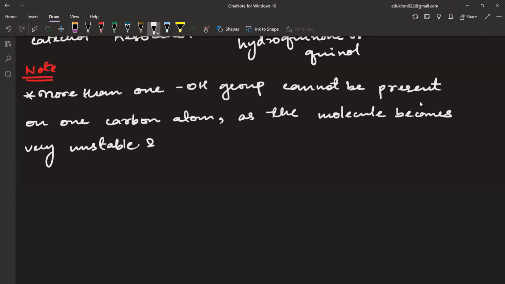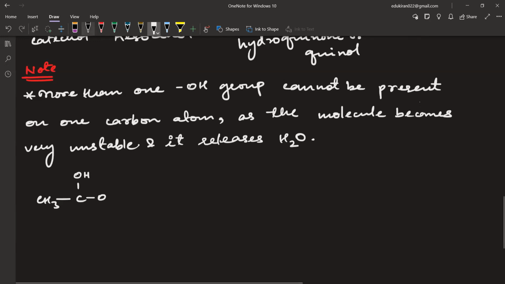Okay, and what happens? And it releases H2O. Okay, it releases H2O. So how it is going to happen? We have CH3. If you have a carbon atom with two OH groups, okay, so let me show the OH groups like this. If you have two OH groups, and then here you have hydrogen. This is known as gem diol. Okay, known as gem diol.